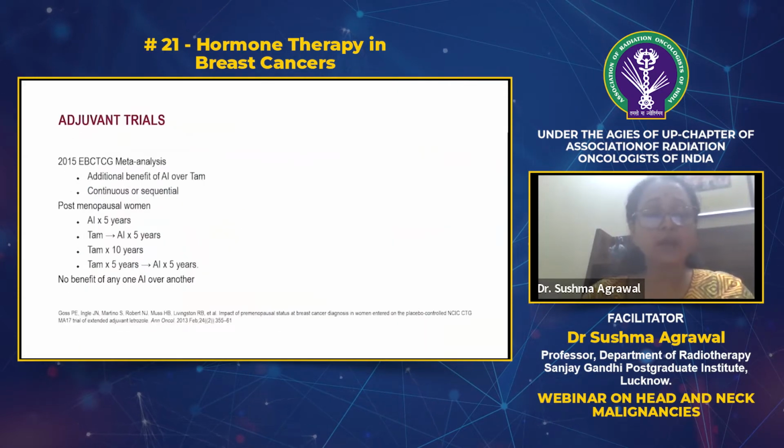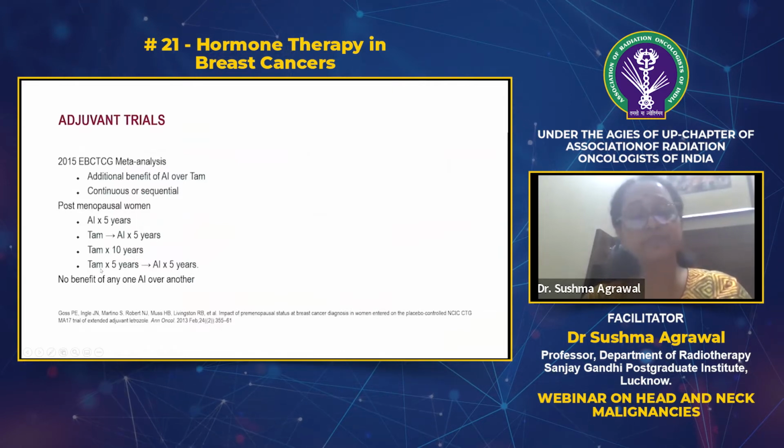And after the use of tamoxifen, after the use of AIs, there were a lot of sequences which were being tried. We didn't know whether to give only AIs or to give a tamoxifen followed by AIs, or to give only tamoxifen for 10 years, or to give 5 years tamoxifen and 5 years AIs. But in the end, they found that all these strategies are good enough. No one is having more benefit than the other.